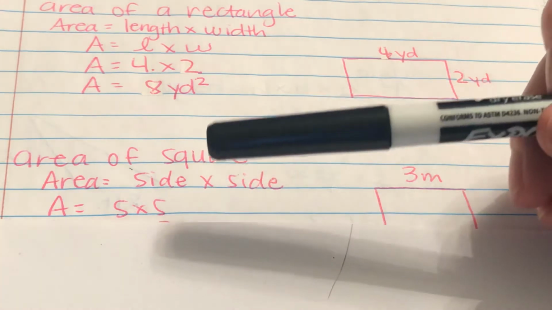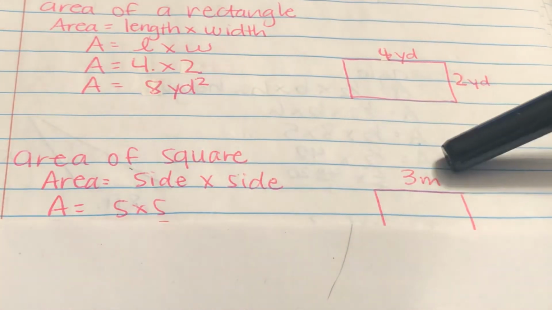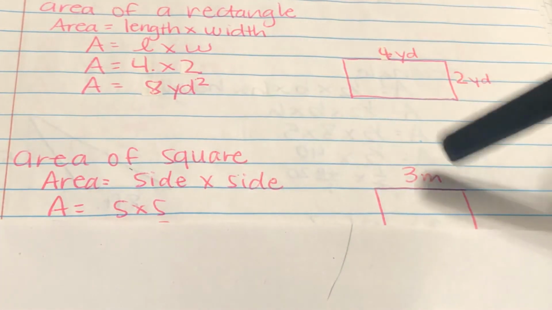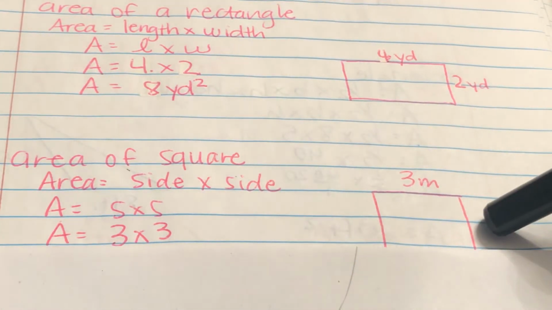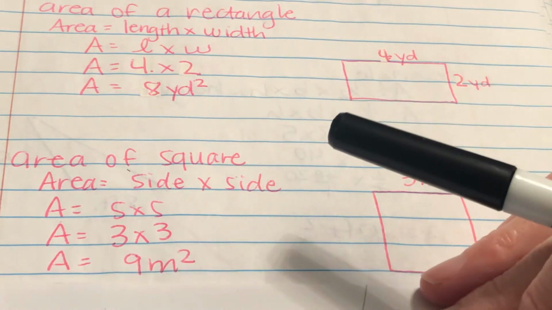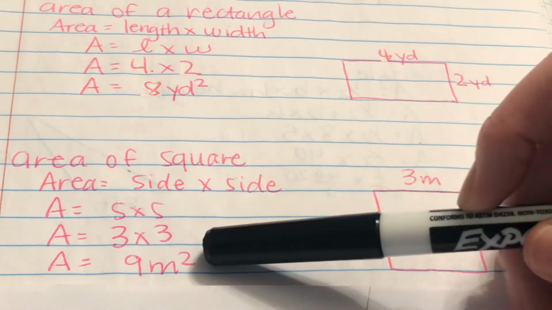Area equals S times S. Now all we're going to do is plug it in. We're not going to do 3 times 4. We're going to do one side is 3 times another side is 3. So the area of this square would be 9 meters squared.